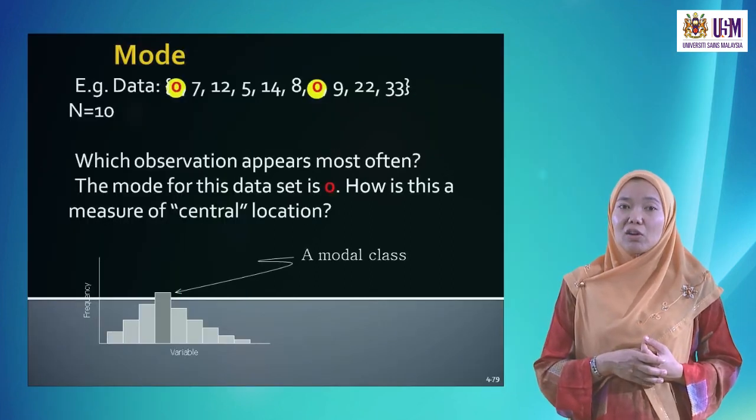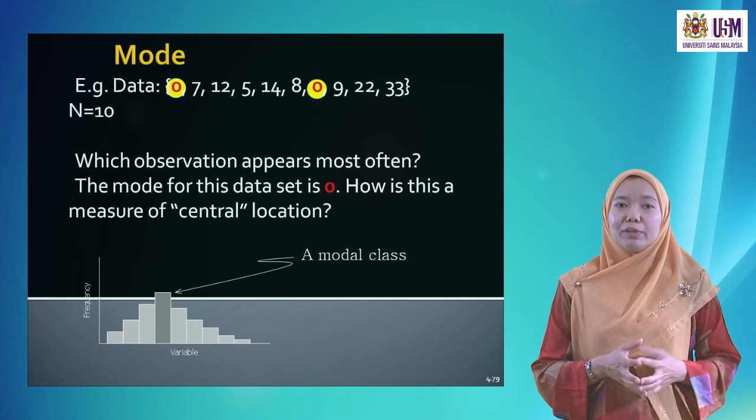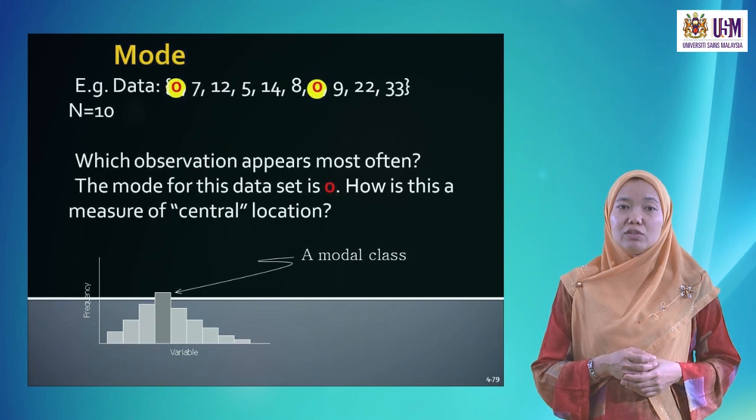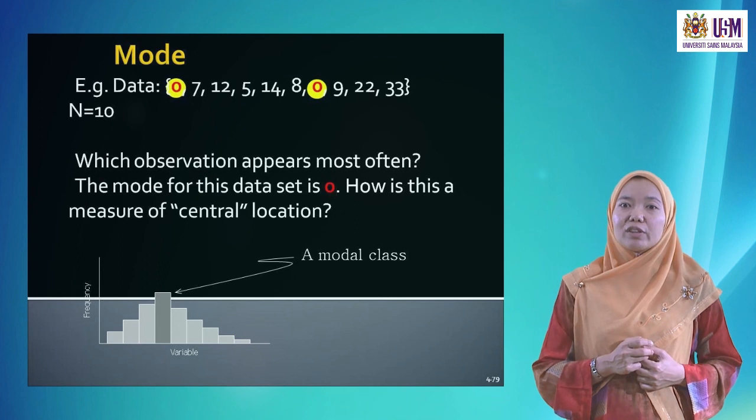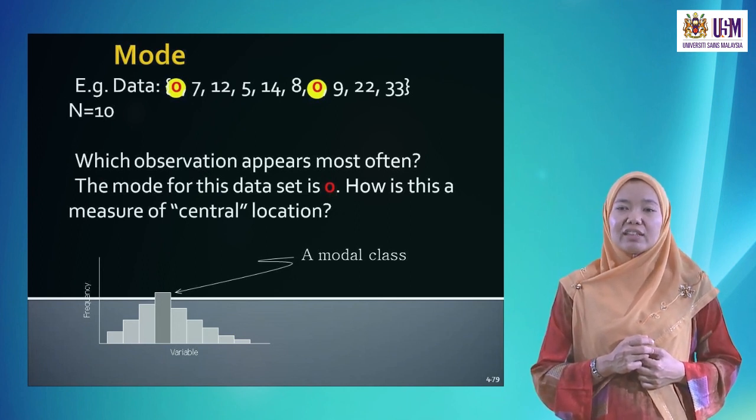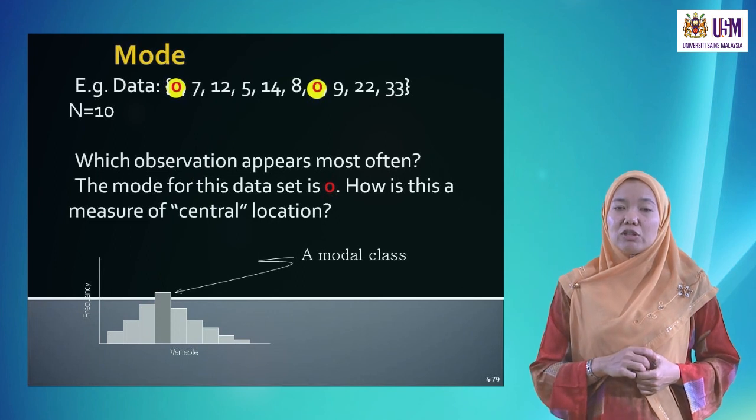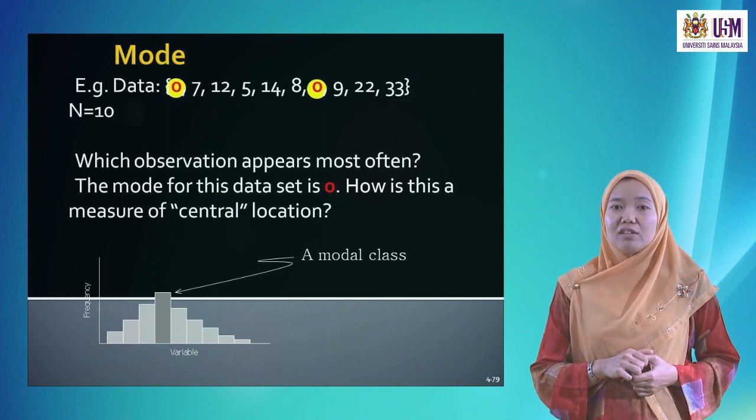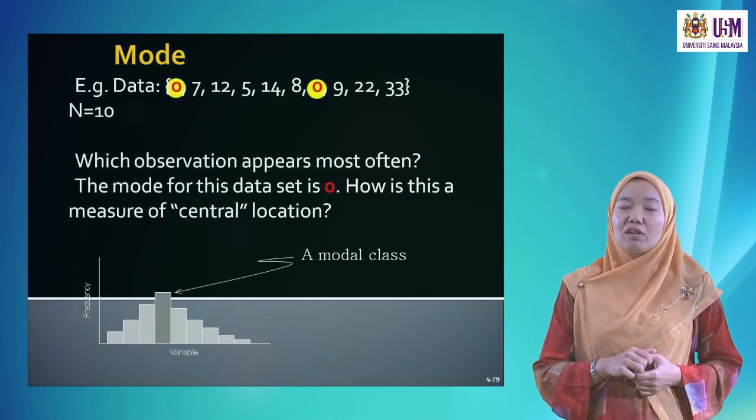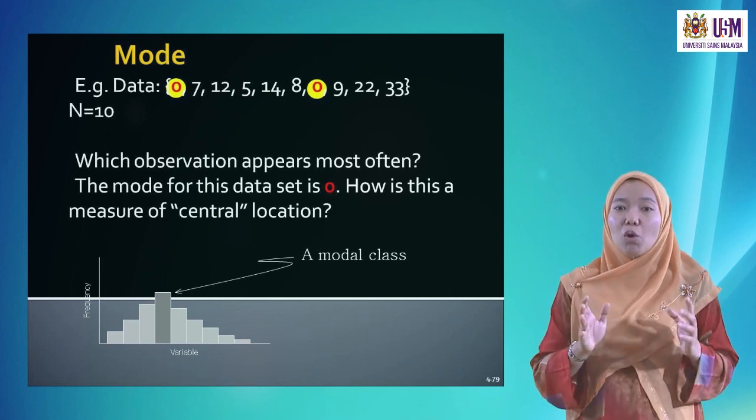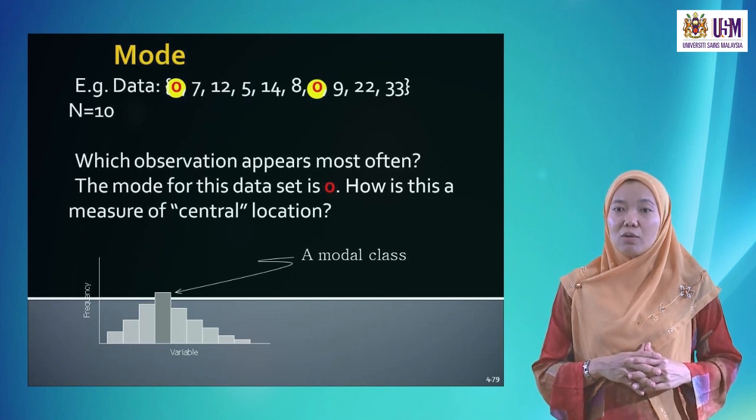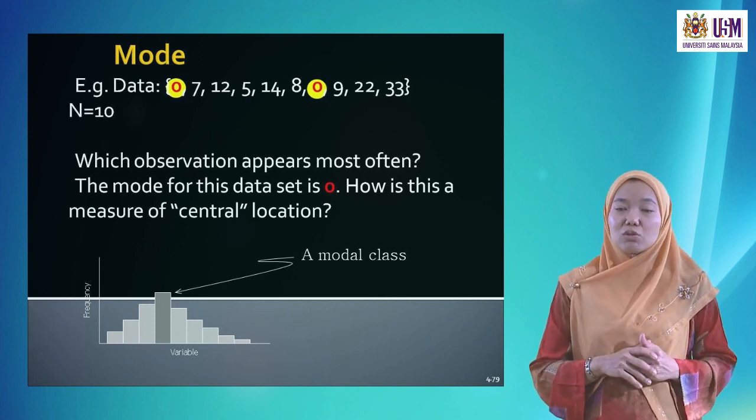Let's look at an example of calculating the mode. Here you have data with an even number of observations, 10: 0, 7, 12, 5, 14, 8, 0, 9, 22, and 33. The question you need to ask yourself is, which observation appears most often? In this case, all the other observation values occur only once, and only 0 occurs twice. So the mode for this particular data set is 0, the value 0, not 0 as in no observation.